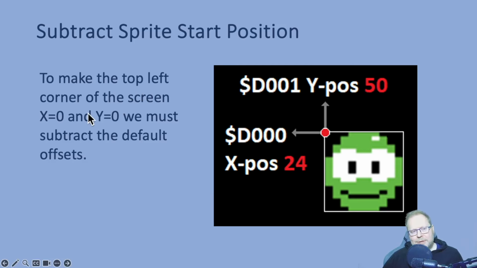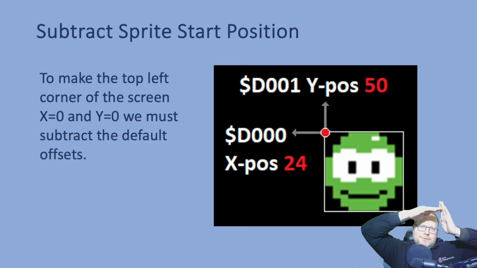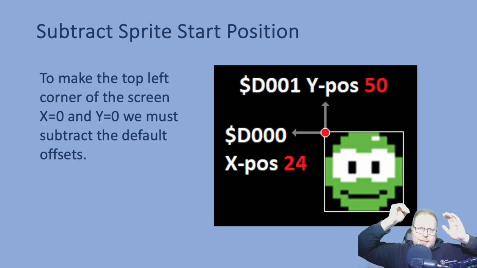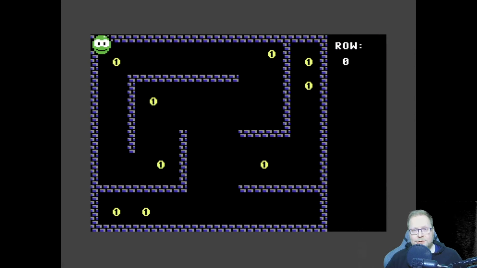To make the top left corner of the screen X0, Y0, we must subtract the default offsets. So when this sprite starts at the top left of the screen, his X is 0, his Y is 0. That's going to make this so much easier for us when we're going to find out where he is in relation to the characters on the screen. Now we just need to figure something out.